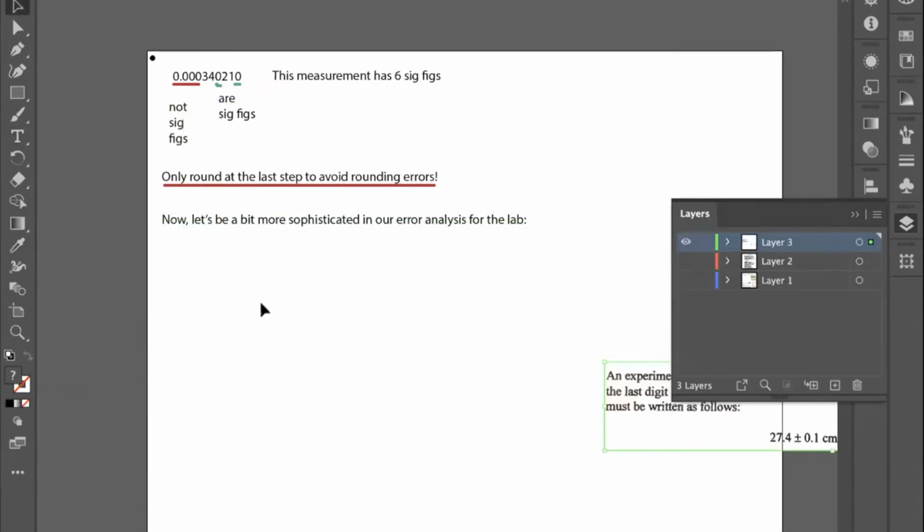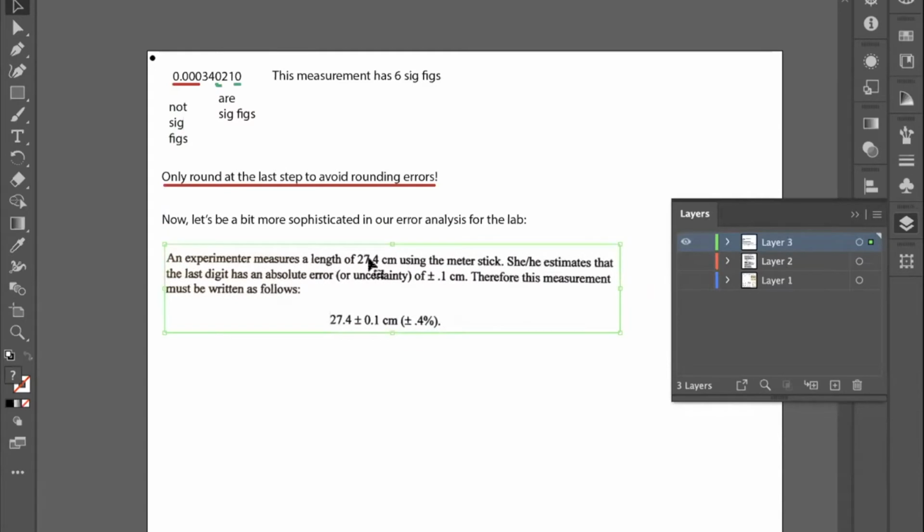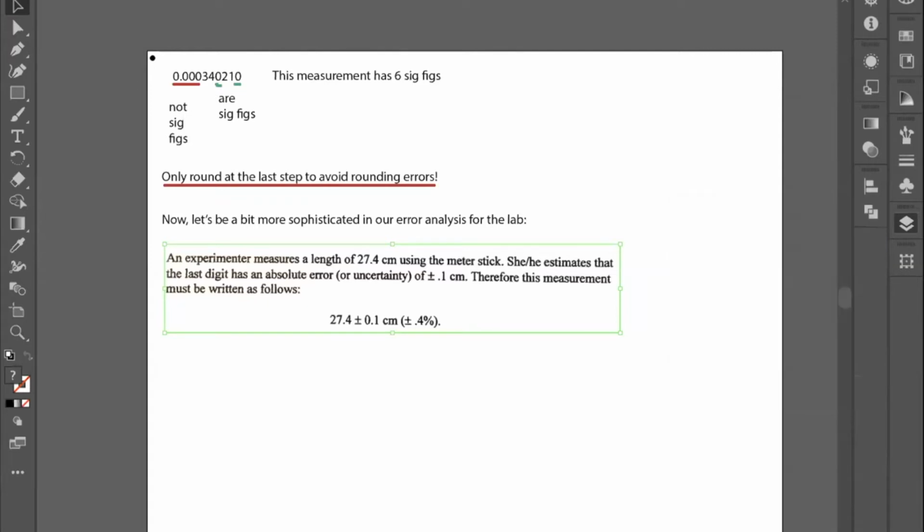So we have an experimenter measure the length of 27.4 centimeters using a meter stick. They estimate that the last digit has an absolute error of 0.1 centimeters, which is like the smallest tick mark on here. So let me just pull up a ruler, or a meter stick. Let me just get a little picture of that, because trying to draw it is going to be a pain in the butt.